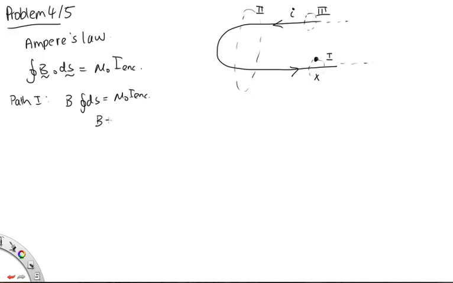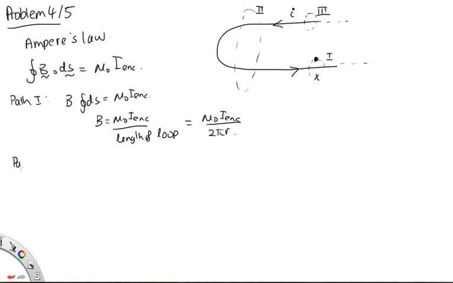So we've got B is equal to mu naught I enclosed over the length of the loop. So if it's a circle, that's mu naught I enclosed over 2 pi r, and the I enclosed in this case is just this little I. So what we can say about path 1 from Ampere's law is that the magnetic field is given by this expression, and it's coming up out of the page here and going down into the page here.